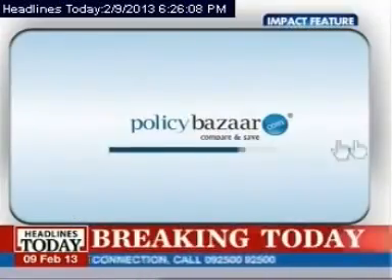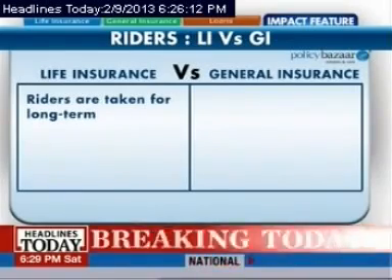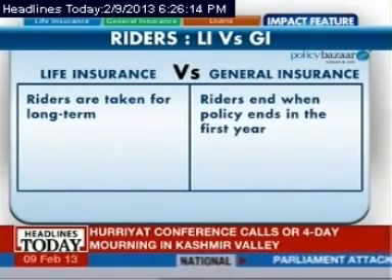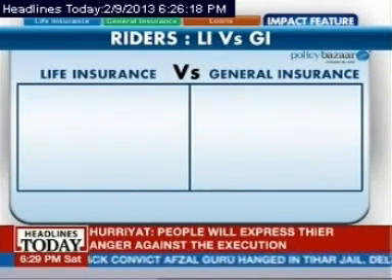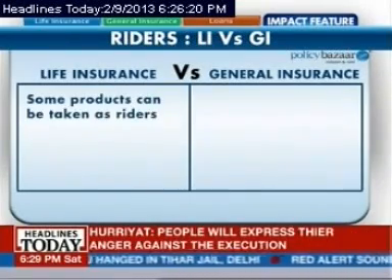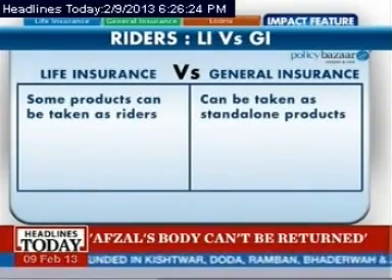Whereas in a general insurance policy, every policy is for 1 year, and hence the rider is also for that 1 year duration only. In a life insurance policy, you must have a base policy, and the rider can only be a top-up on top of that base policy. In a general insurance policy, you can have a standalone rider, so you can take a rider just by itself.